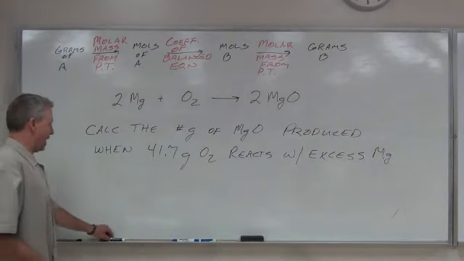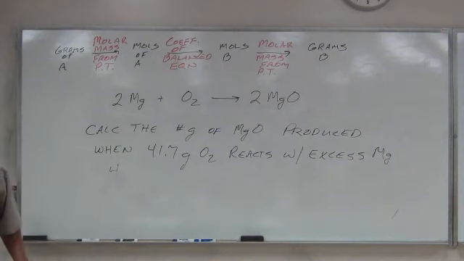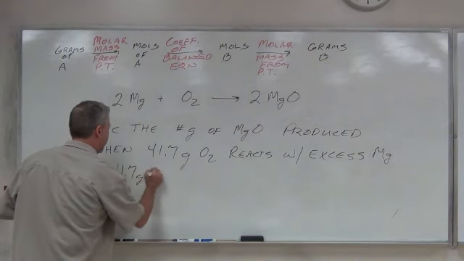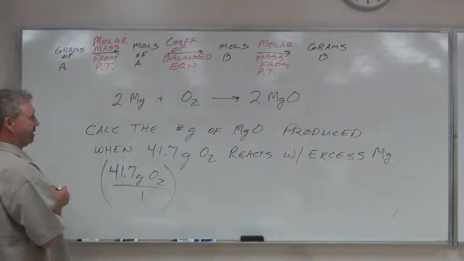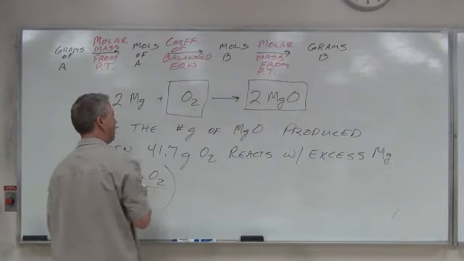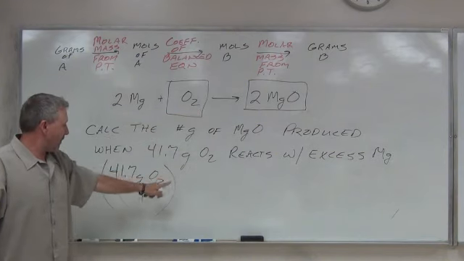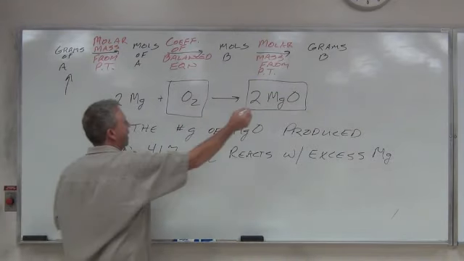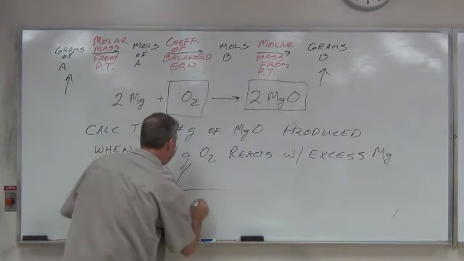Okay, what do we have? Starting off with 41.7 grams of O2. I'm comparing magnesium oxide with O2. I wish I could go directly to my balanced chemical equation, but my equation does not relate grams. So I'm starting here, and I have to get here. First thing I'm going to do is convert my grams of O2 into moles of O2.